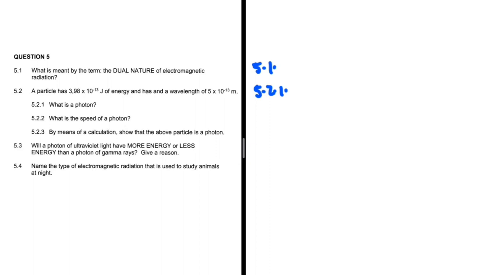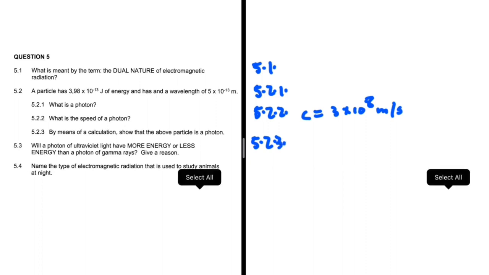Let's go ahead and take a look at 5.2.2. What is the speed of a photon? We know that the speed of a photon, the speed of light, c, is equal to 3 times 10 to the power 8 meters per second. Nothing moves at a speed faster than that of light. And then 5.2.3, by means of a calculation, show that the above particle is a photon.